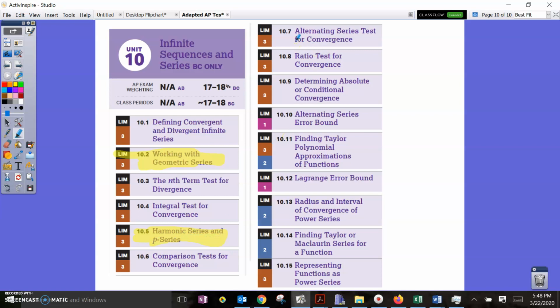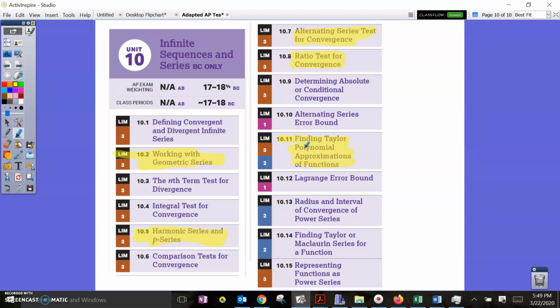Section number 7, the alternating series test for convergence has been indicated as eligible. 10.8, the ratio test for convergence. This is one of those eligible sections. And 10.11, finding Taylor polynomial approximations and functions. All right, so these are all eligible to be asked about on this year's BC calculus exam.